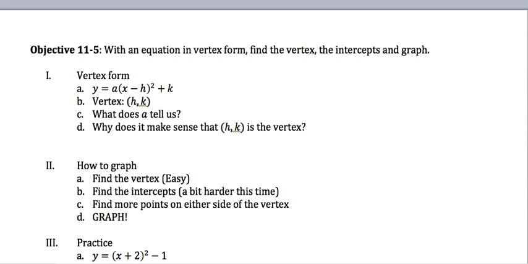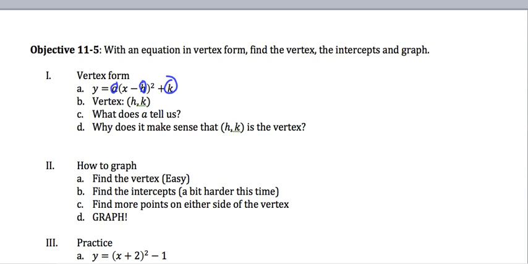Vertex form is y equals a times (x minus h) quantity squared plus k. So there will be numbers in for a, h, and k. Obviously x and y stay because those are our variables. When you have it in this form, the vertex is (h, k). The key is to be aware of where there's supposed to be minus signs and plus signs.